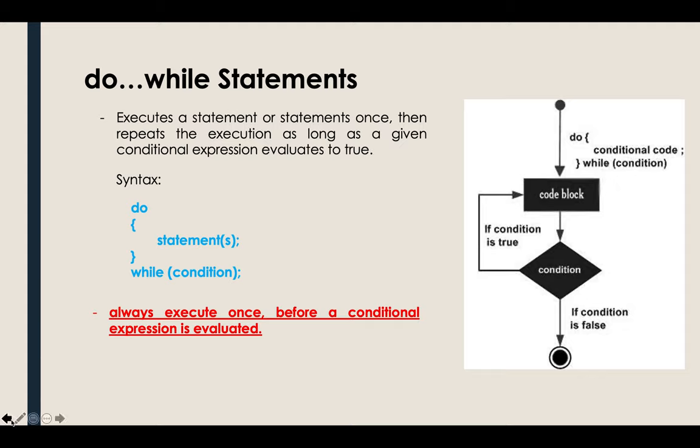If you check our flowchart here, it will execute first. It will execute the statement or the expression first before it proceeds to the conditional statement. So once it's true, again, it will still loop. Once it's false, it will go out of the loop and terminate the program, but it really depends.